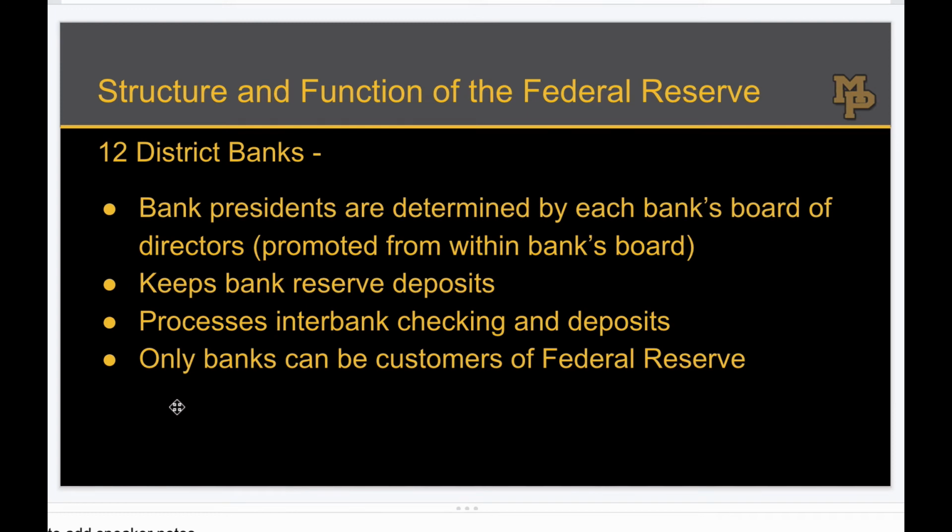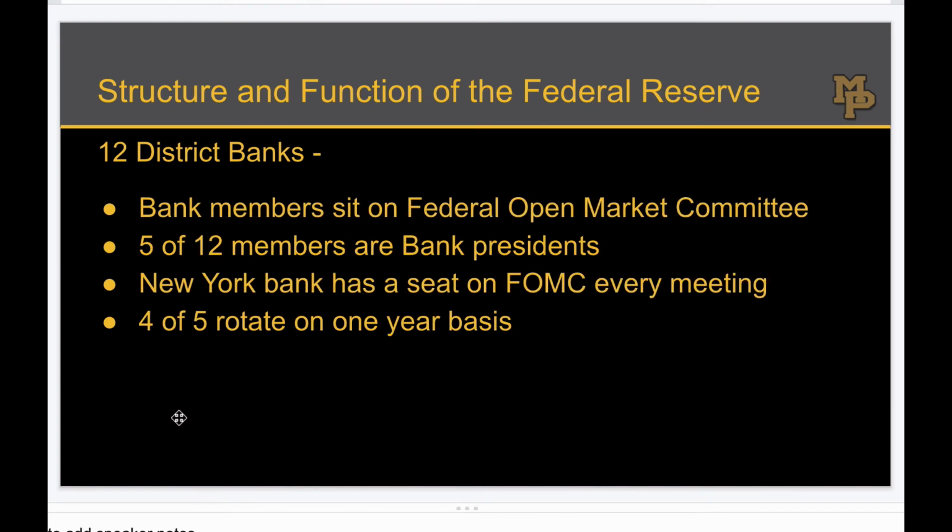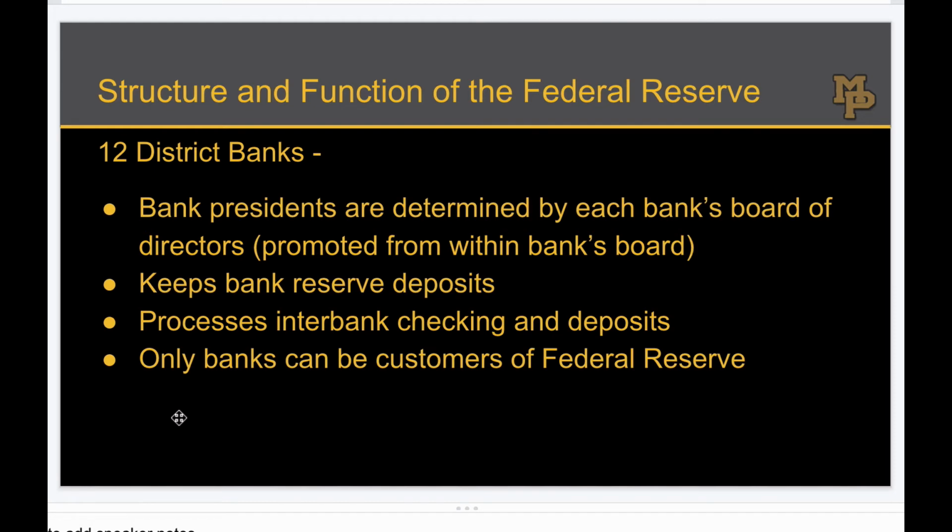There are 12 district banks in the Federal Reserve. So the bank presidents are determined by each bank's board of directors, and they're promoted from within the bank. So you will typically work your way up through the board. They keep the bank reserve deposits. So, for example, SunTrust, a regional bank, may have an office at the local Fed, and their required reserves will actually be kept in a savings account with that Fed.